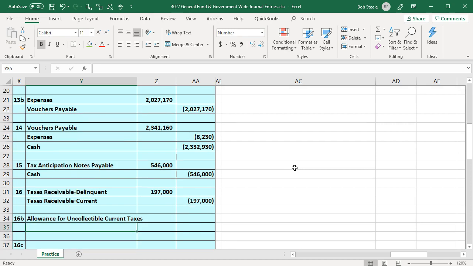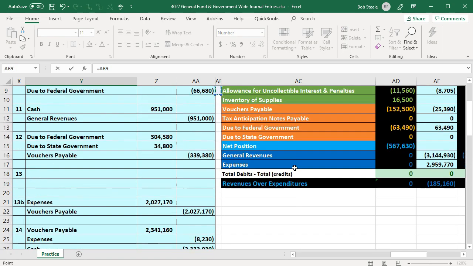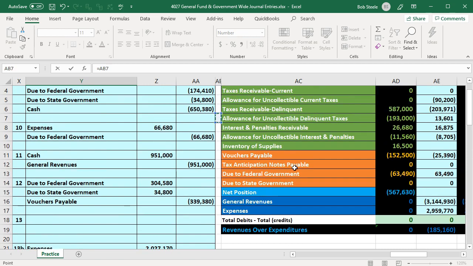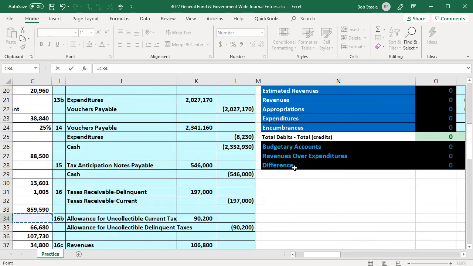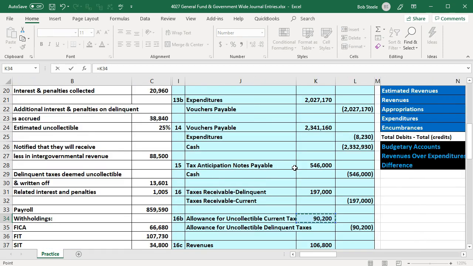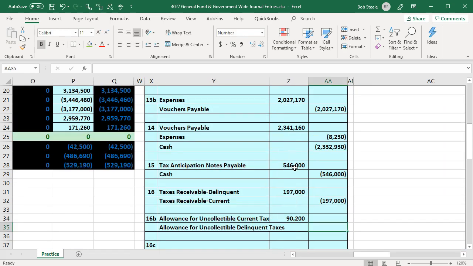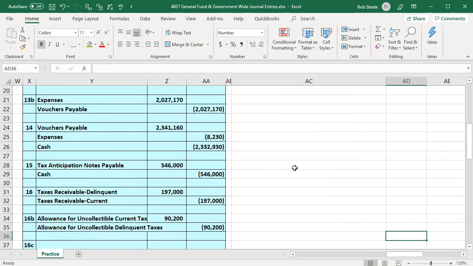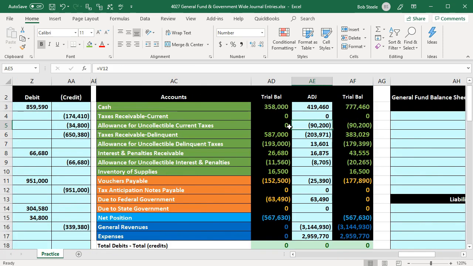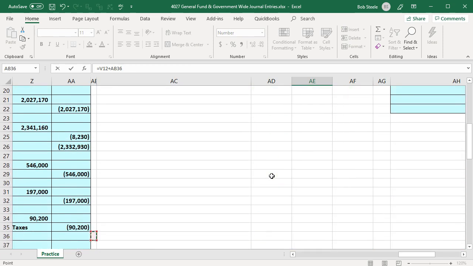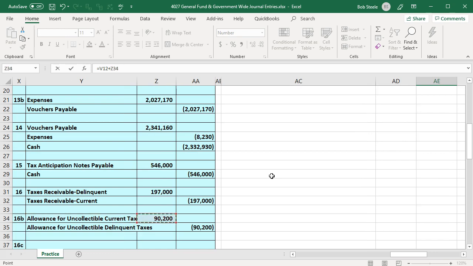debiting the current allowance and credit the delinquent allowance. So we'll credit the delinquent allowance like so, and the amount there is going to be the same as from the prior transaction. That's going to be this 90,200. So 90,200. Let's go ahead and post this out. So here's the allowance for uncollectible current. Scrolling back up, here's the allowance for uncollectible current taxes. We are in AE5, double clicking on AE5, going to the end of it, plus putting the cursor back down, scrolling back down. And we're going to pick up that debit.